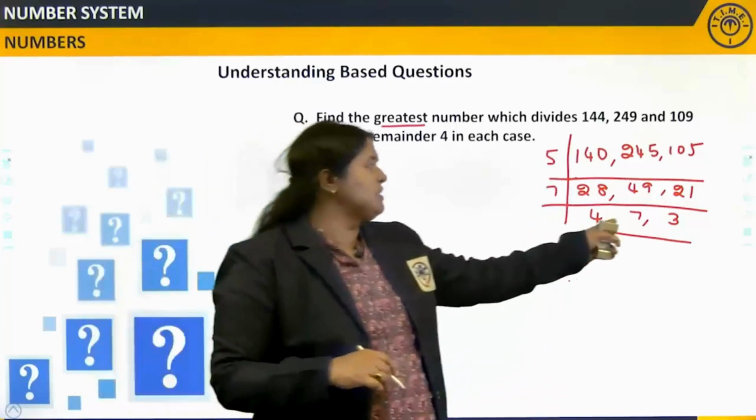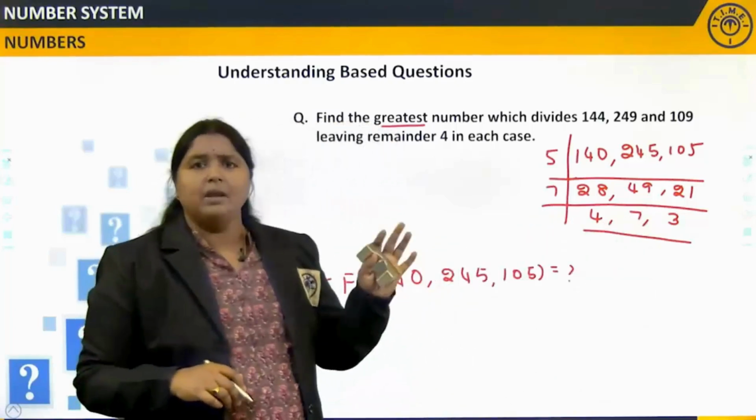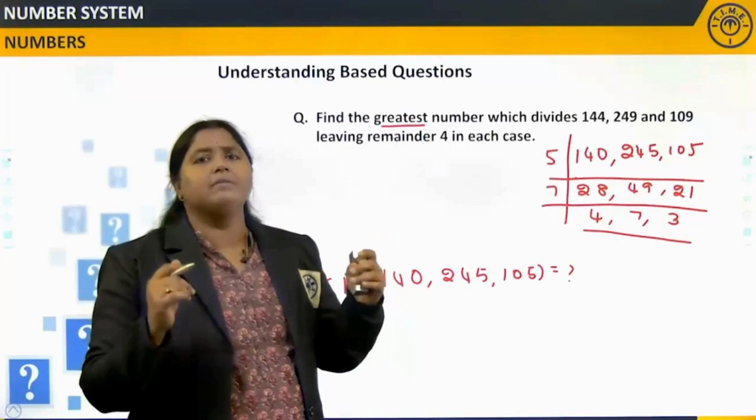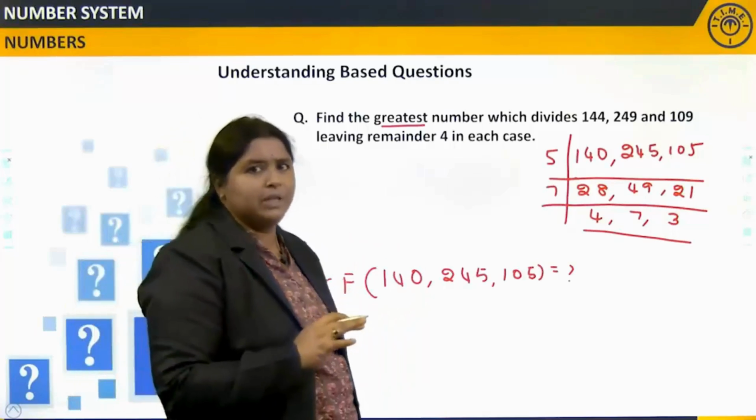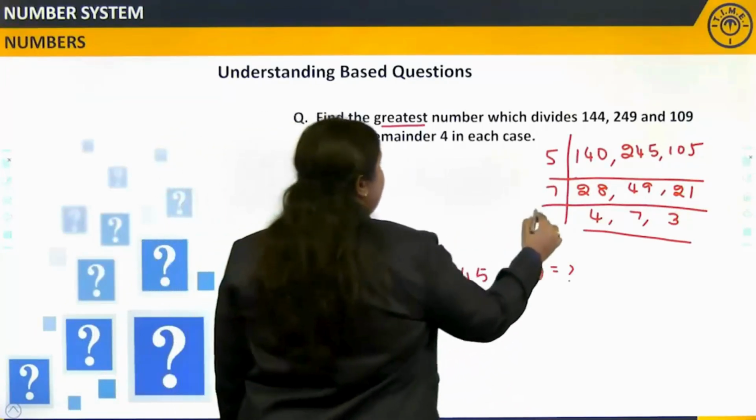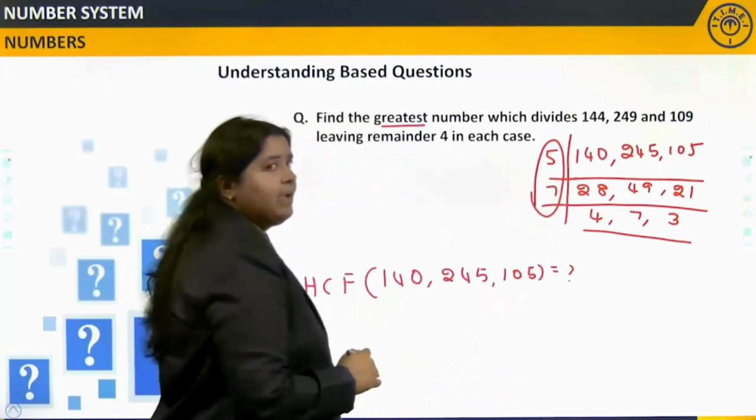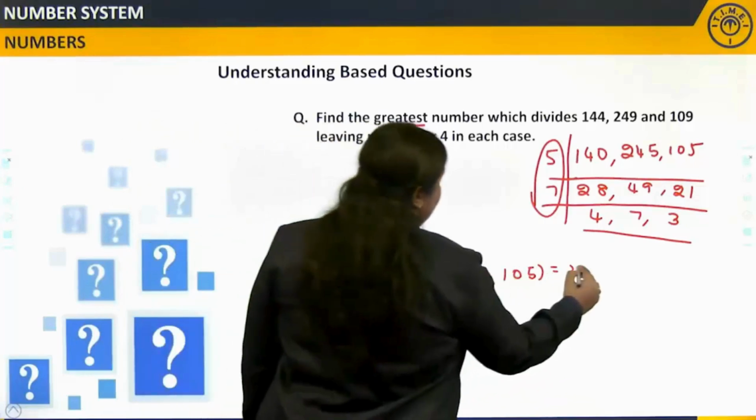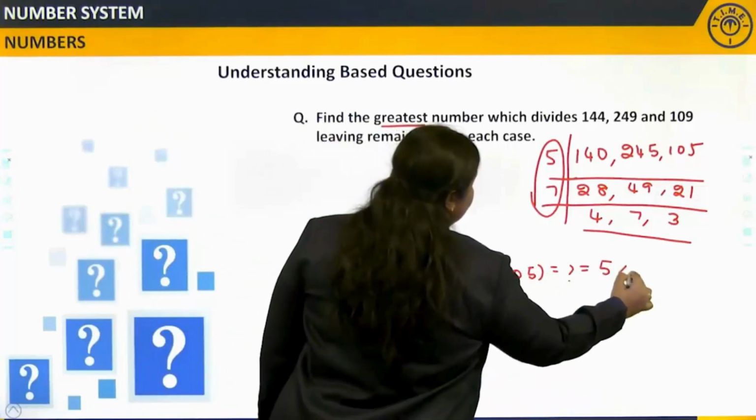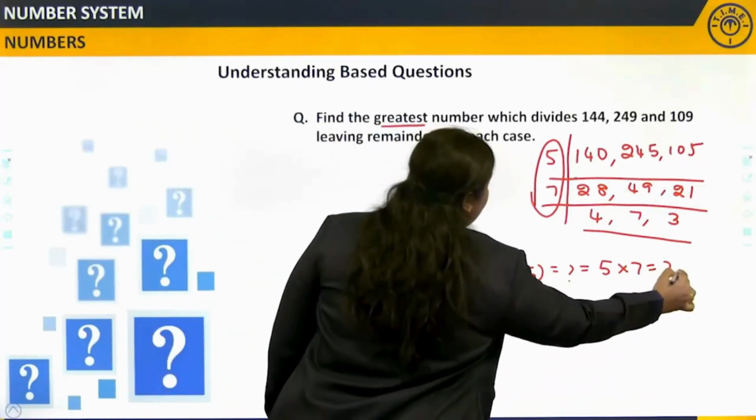If you look at 4, 7, 3, they have only one common factor, which is 1. They cannot be divided by any other number. So it stops there. Okay. So, what is the HCF? HCF is 5 into 7. You have to multiply those two numbers. So, what is this equal to? 5 into 7 equal to what?